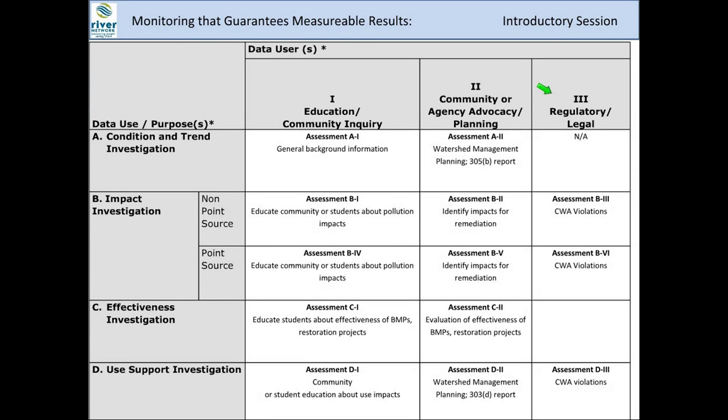And then those two are different than this community or advocacy planning. This is where things like watershed management goals, watershed planning, and 305B reporting for this condition investigation area fit in. So this helps you figure out who your users are. Eventually you want to identify if they fit in education, community advocacy, or regulatory.